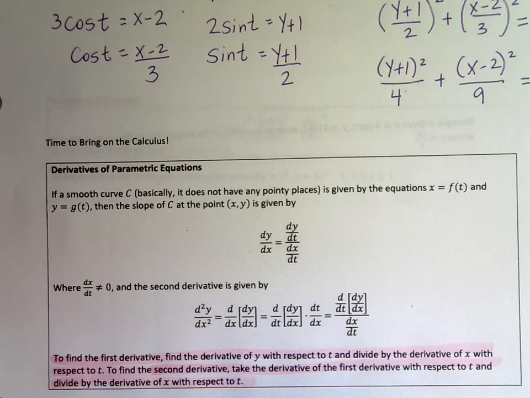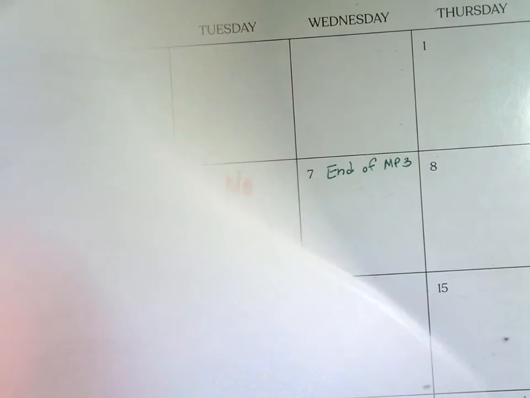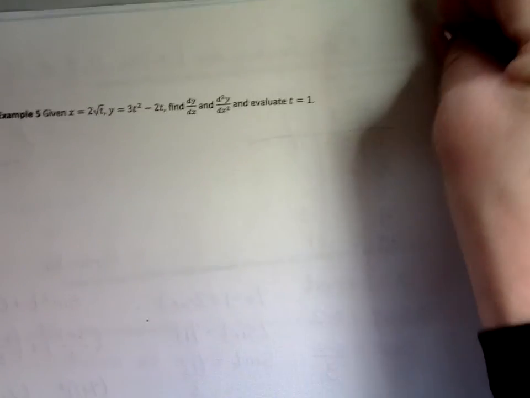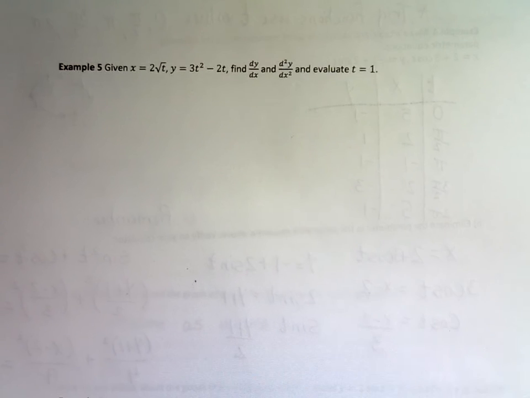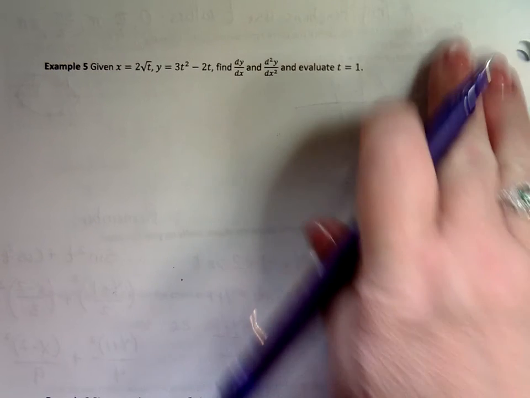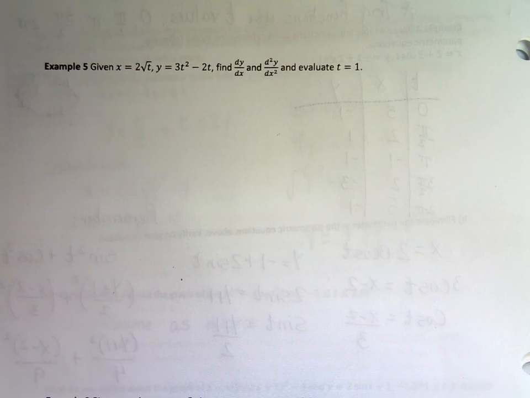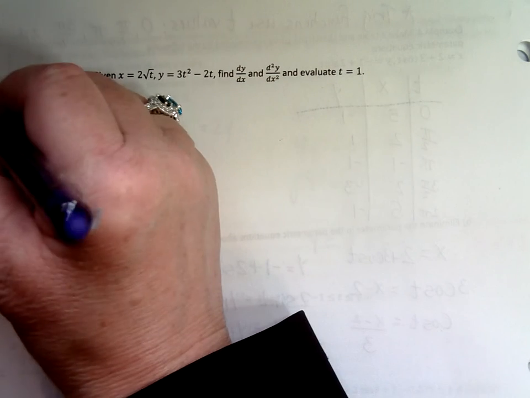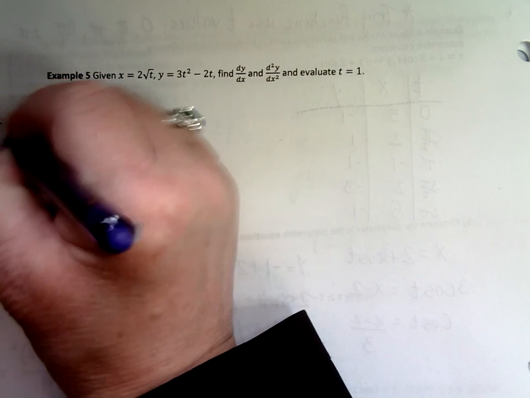So if we flip the page, there are an endless number of examples in this section. I'm trying to go as fast as I can without losing you. All right, given that x equals 2 square root of t and y is 3t squared minus 2t, find the first derivative, dy over dx, and the second derivative, d squared y over dx squared, and evaluate it for t equals 1. All right, so first job number 1 is to find the first derivative, dy over dx. That's what we're going to do first.